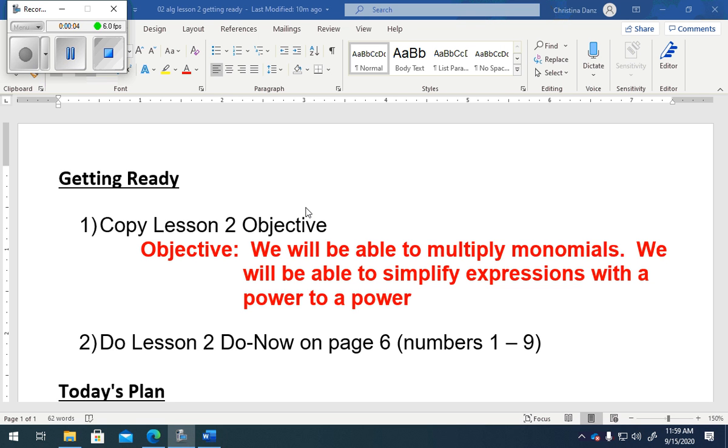So we're on lesson 2. Again, you must copy the objective onto the lines provided in your workbook, unless you're writing on a document on your computer, then write it on there. Make sure you save it, please. And you then have to do the do now. And I'd like you to hit pause and do the do now without watching me do it first.